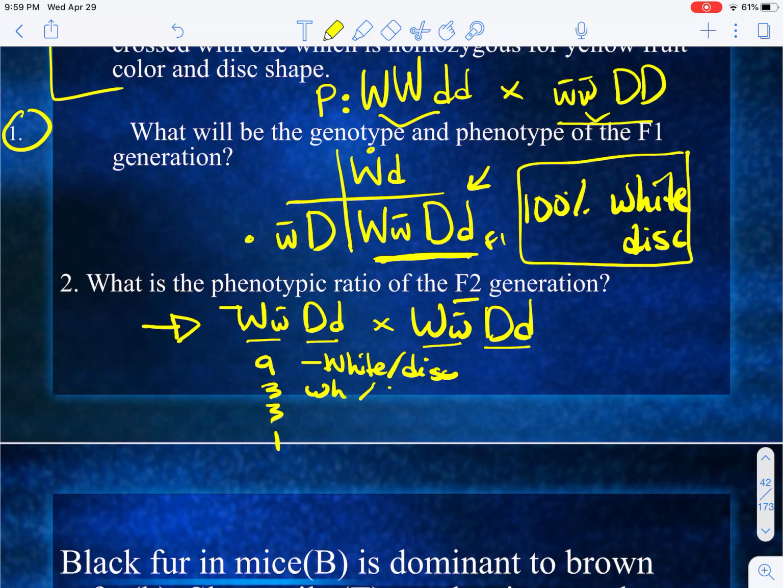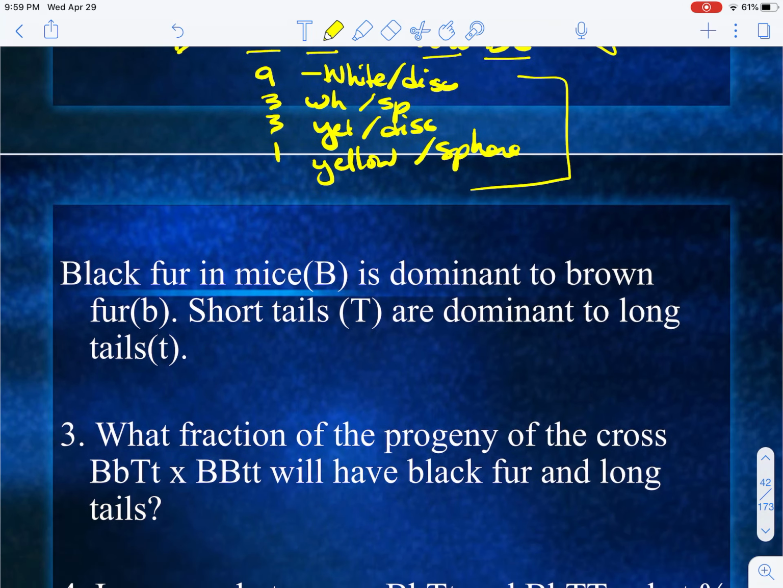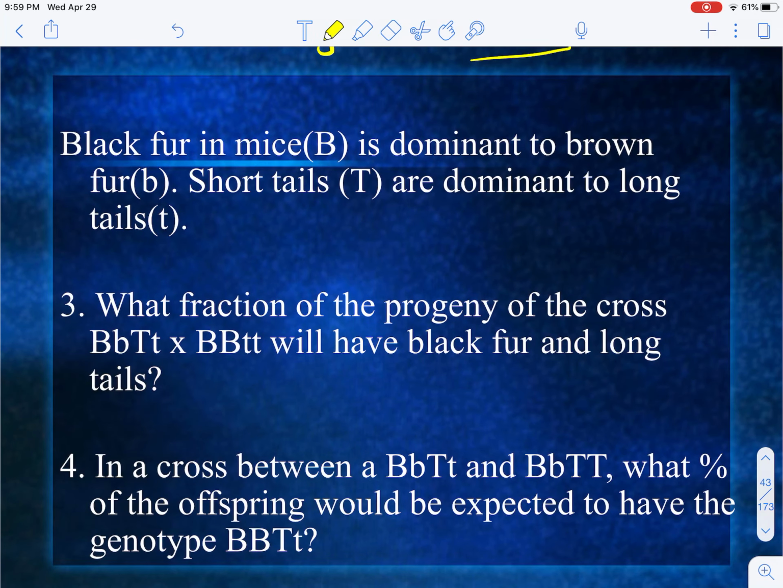So 9 of them are going to be dominant, which is white and disc shape. 3 of them are going to be white and sphere. 3 of them are going to be yellow and disc. And 1 of them is going to be recessive, yellow and sphere. Okay, so you guys don't have to take my word for it. You can try this cross out for sure and see that you get the 9-3-3-1, but that will be your answer.